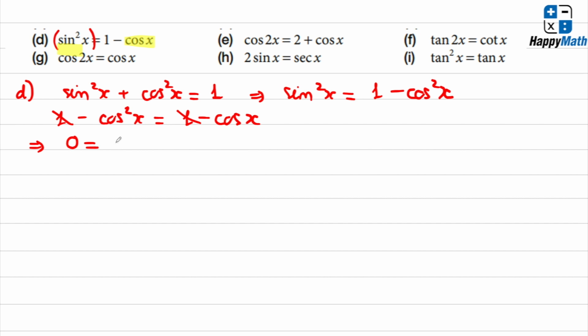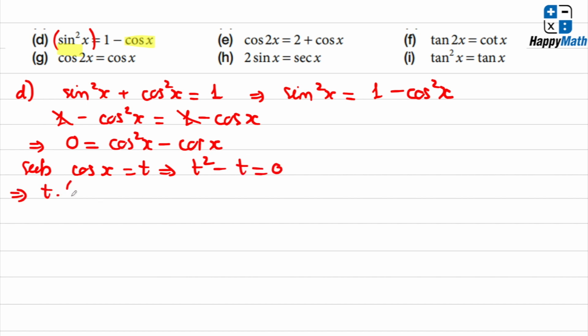Translation method, right? And then you get cos square h minus cos h here, and using the substitution method, cos h becomes t, and the equation you get is t squared minus t equal to 0. The next step is using the factorizing method, because for this quadratic equation it is quite easy. t equal to 0 and t equal to 1.